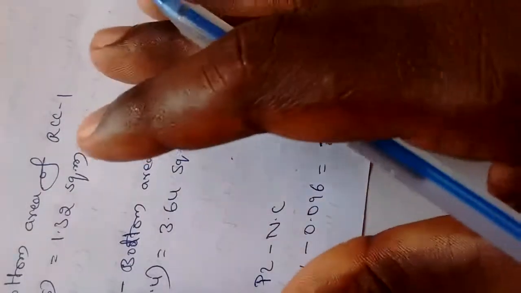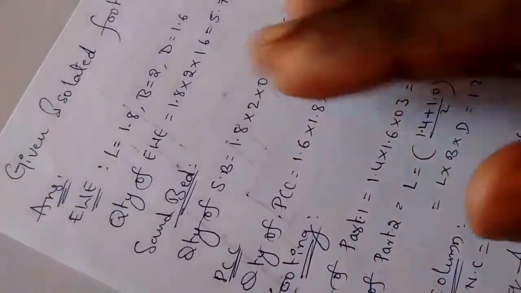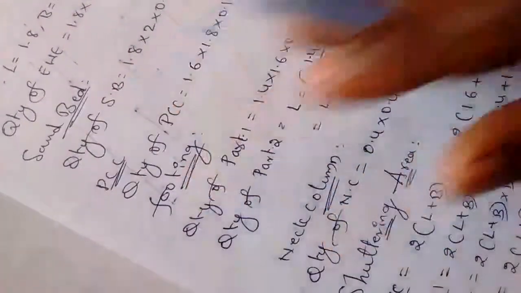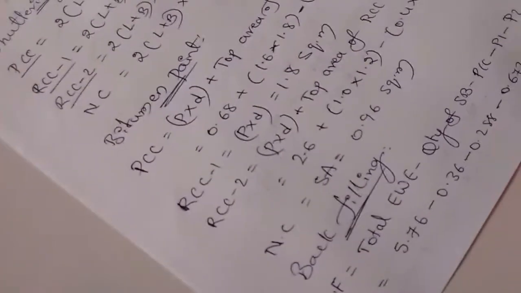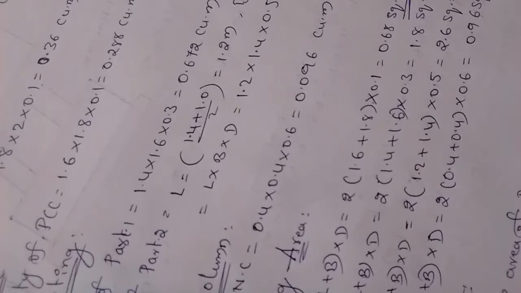So these are all the quantities of the isolated footing: earthwork excavation, sand bed, PCC, footings, neck columns, shuttering area, bitumen paint, and lastly backfilling. So isolated footing calculations are completed. Okay, we will meet next class.